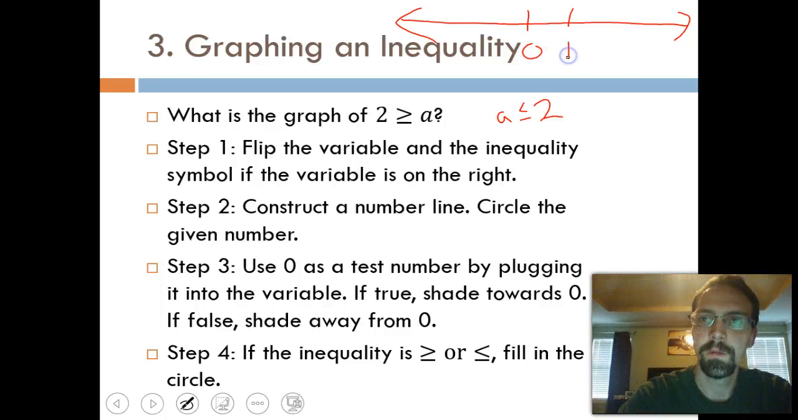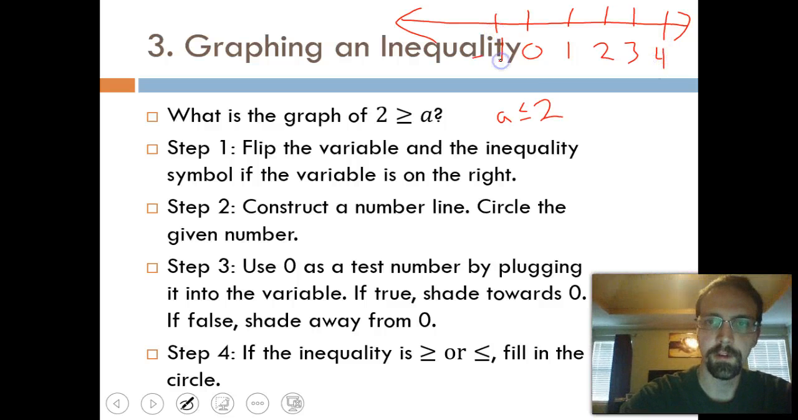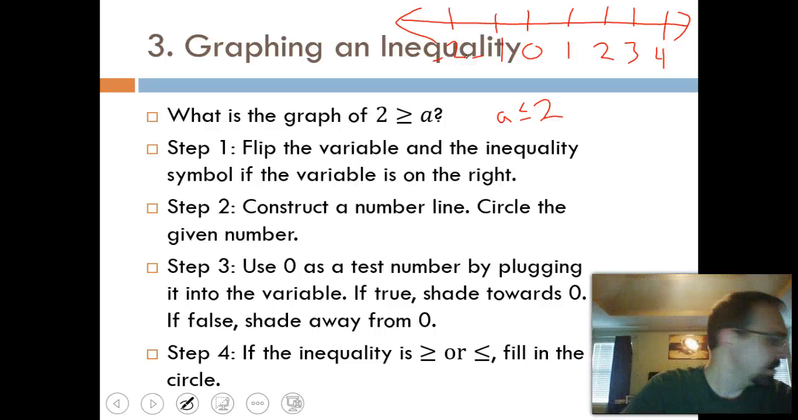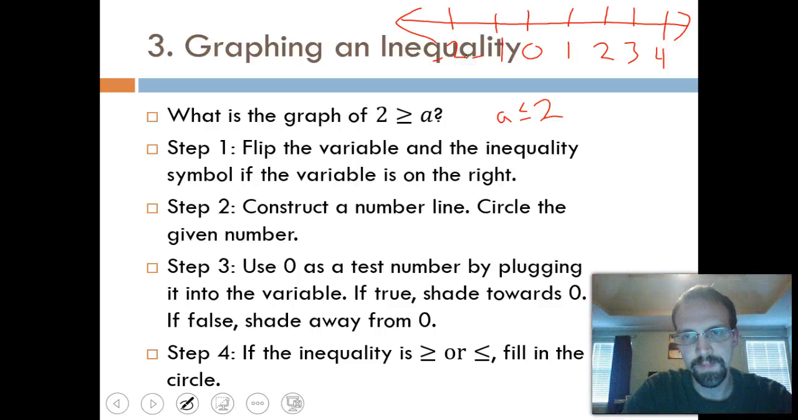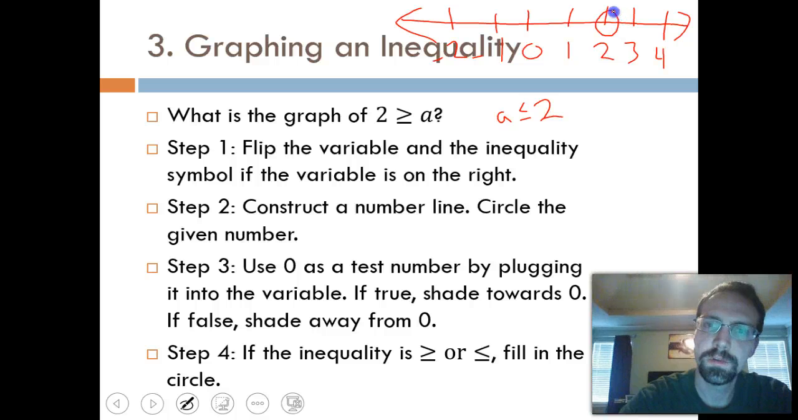0, 1, 2, 3, 4, -1, -2. All right. So now we go ahead and circle the number. So we're going to circle 2. And then, so now we've done step 1 and step 2. Most of my classes already made this point. That's why I didn't slow down. So here's the new part.